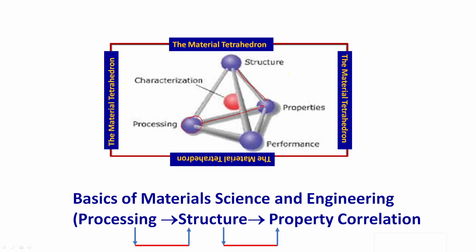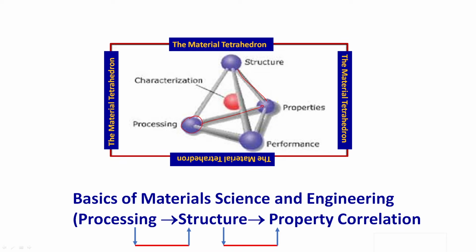That is the material tetrahedron. You can see on your screen that processing is going to govern the structure, and in turn structure will govern the properties. And we are interested in the performance of material, right? That is what our job is. So, performance is nothing but combinations of the properties which are used, and we always need to use characterization to see whether a particular structure has been obtained or not.